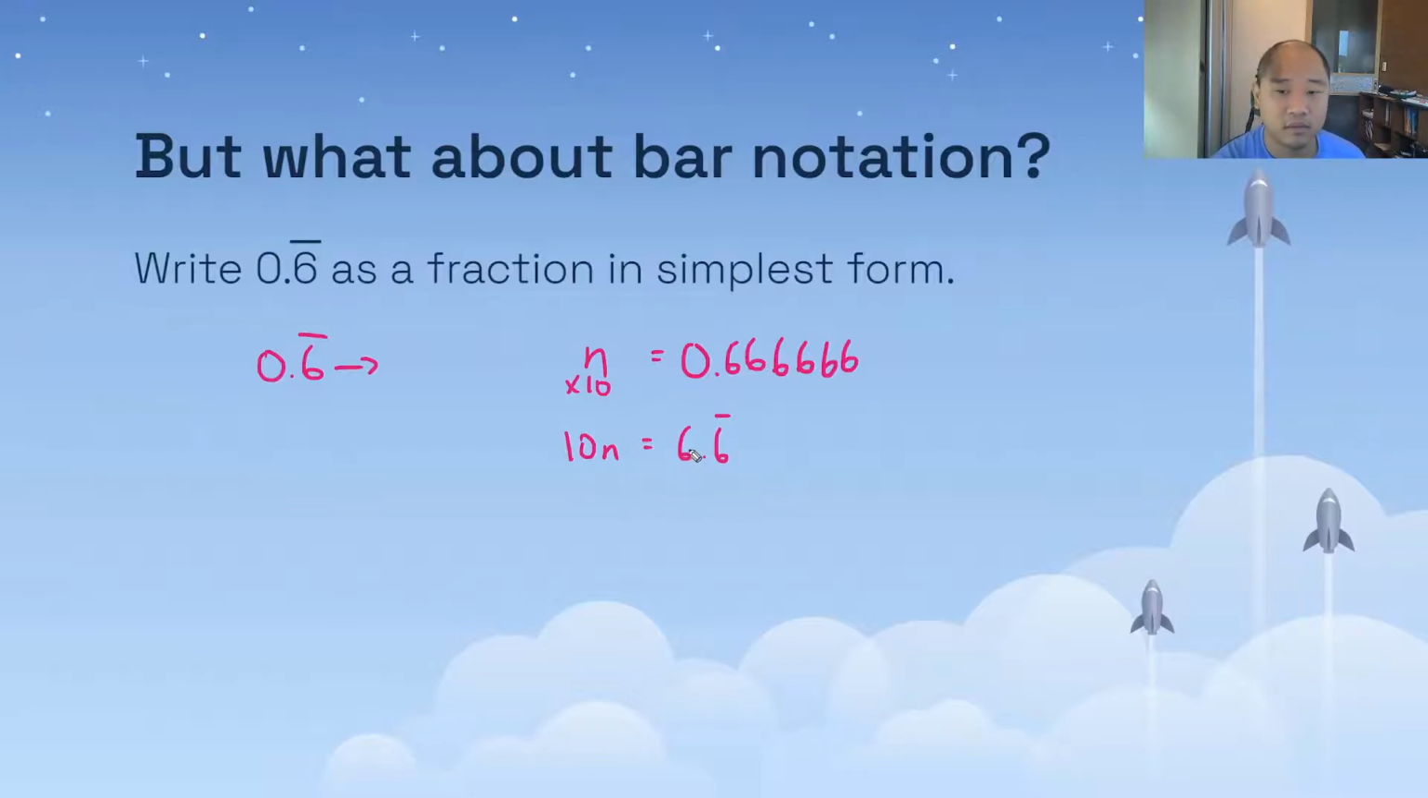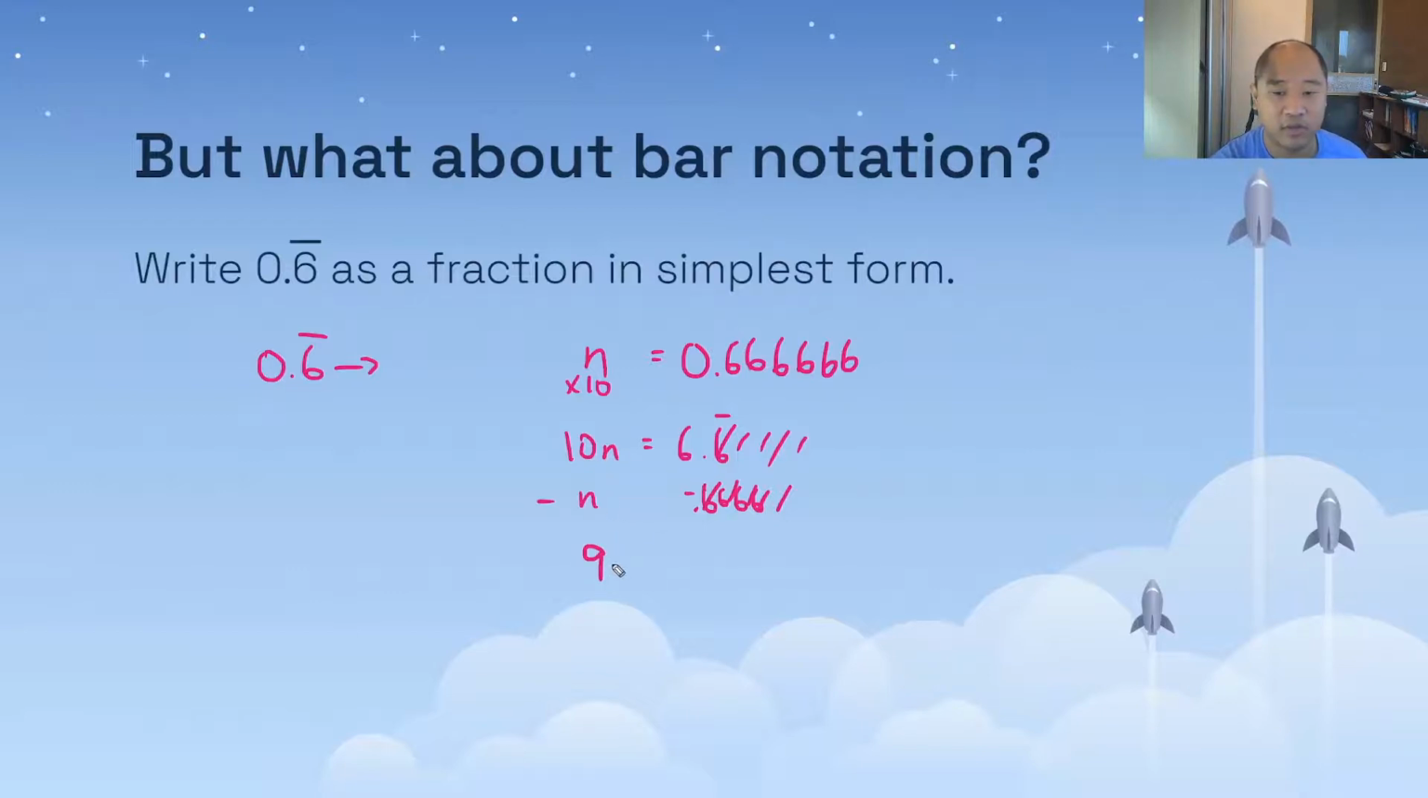Well, now we could subtract this n from both sides. And remember, n equals 0.666 repeating, right? So we're basically subtracting 0.666 repeating on this side, which means that all of the decimal places would cancel each other out. Does that make sense? If not, please come ask me in class.